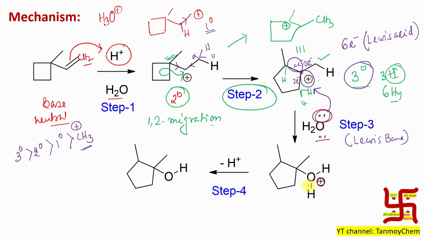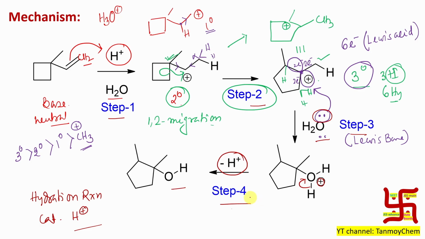So what happened? One H plus is released in step 4, and what it produces is a tertiary alcohol with ring expansion. Now if you look at this process, by the way, it is actually a hydration reaction, where a catalytic amount of acid is needed. So here, it is actually a 4 step reaction. And remember, for each step there is one transition state.